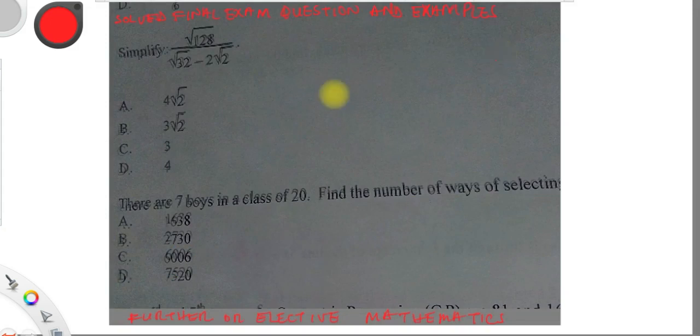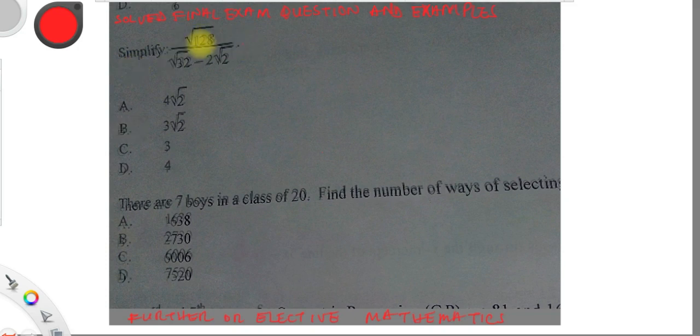Hello students, you are welcome back. This is the continuation of our series of lessons on sets, specifically solving final exam questions and examples on sets in further mathematics or elective mathematics. So what's the final exam question? It is an objective question. You have to simplify.